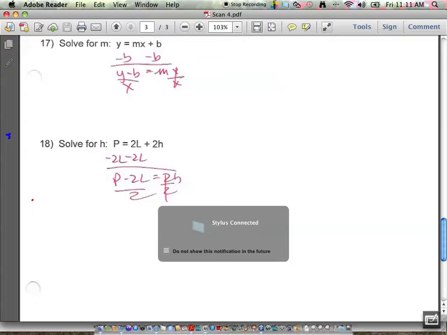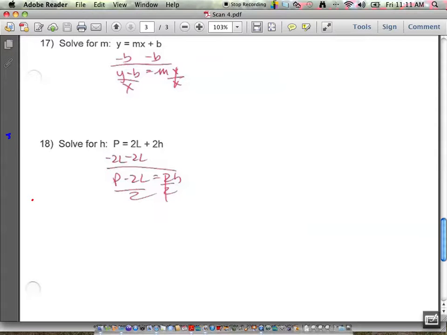You watching me now? First I got to, it's just like solving regular equations. I attack the plus or the minus. That says plus B. I do minus B. Y minus B equals mx. But I got to get M by itself because it says solve for M. So here's my M by itself. I divide by x, y minus B over x. Now I hit the next one.